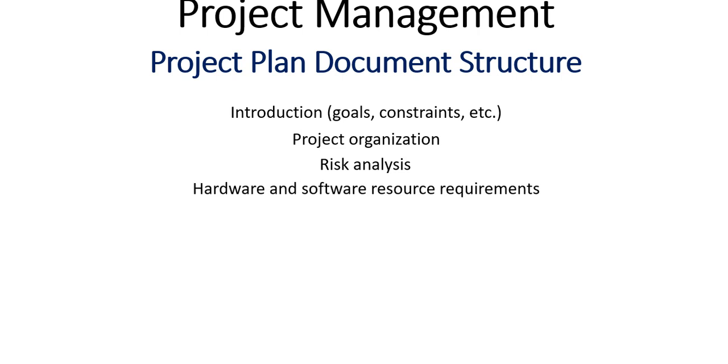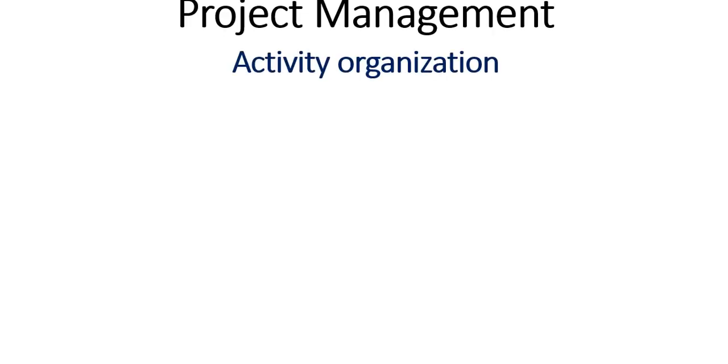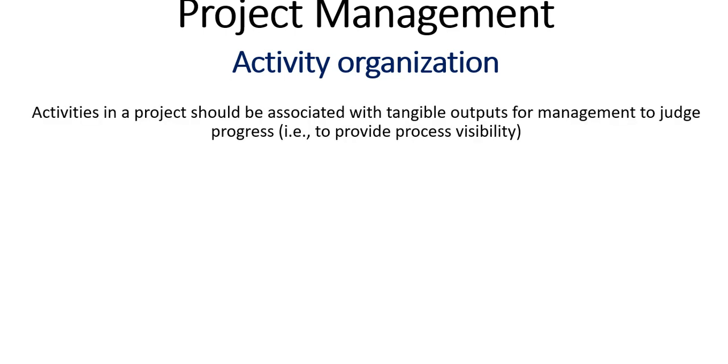Risk analysis, what risks are involved? Hardware and software resource requirements, functional requirements, system requirements or software requirements, user requirements related to hardware and software. Work breakdown, that's where you talk about coming up with visual or pictorial charts that can tell us which part is going to start, which part is going to follow the other. Project schedule, monitoring and reporting mechanisms. Then we talk about activity organization.